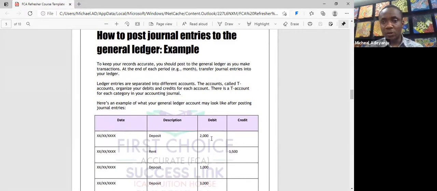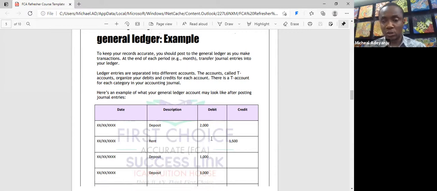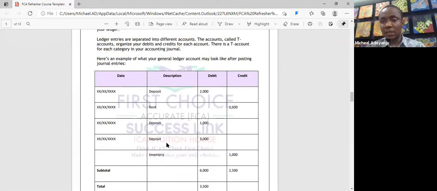To keep your record accurate, you should post to the general ledger as you make transactions. At the end of each period, transfer journal entries into your ledger. Ledger entries are separated into different accounts, and the accounts are called T accounts. Organize your debit and credit for each account, as there is a T account for each category in your accounting journal. So let's look at this.